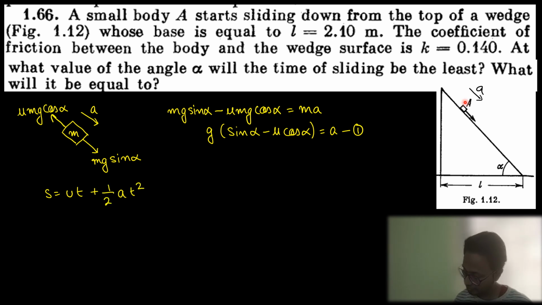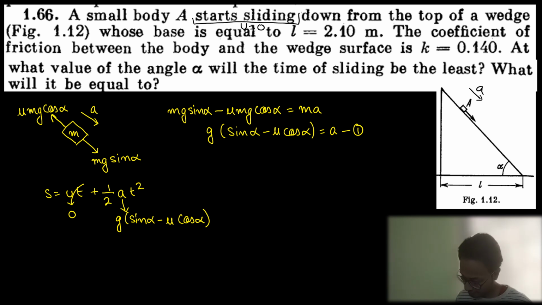The initial velocity of the block is equal to 0. See, the block starts sliding, and start sliding means initial velocity is equal to 0. So u is equal to 0. The value of acceleration is nothing but this value: g into sine alpha minus mu cos alpha.